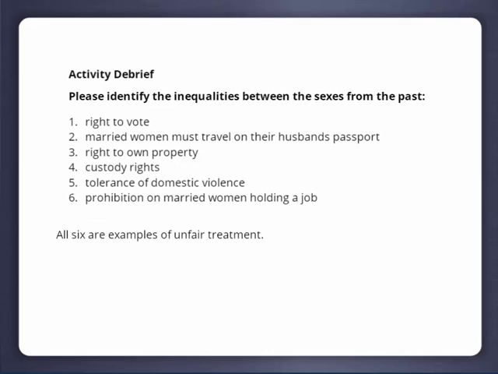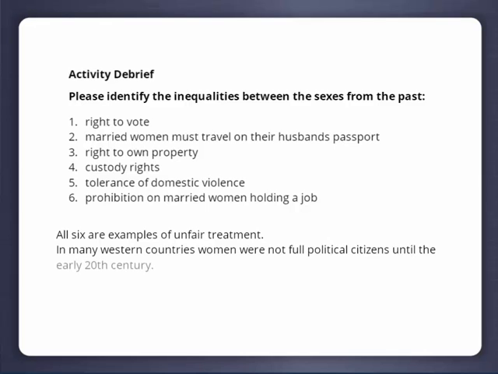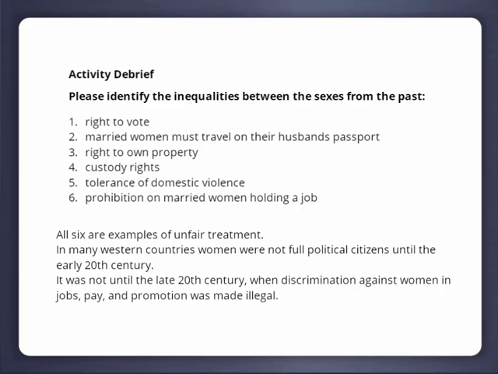All 6 are examples of unfair treatment because of gender. In many Western countries, women were not full political citizens until the early 20th century. It was not until the late 20th century that discrimination against women in jobs, pay, and promotion was made illegal.